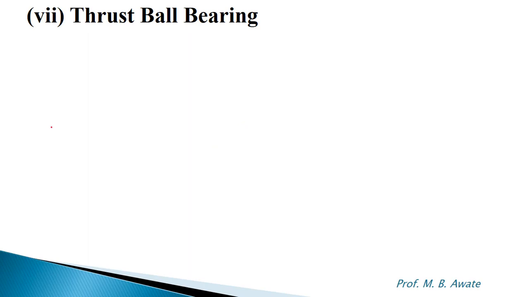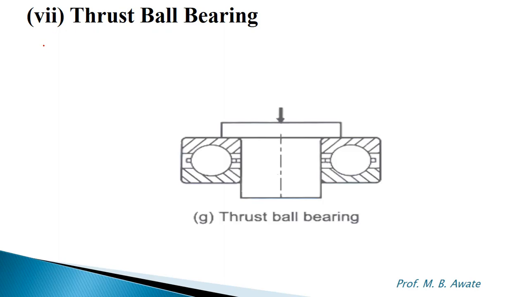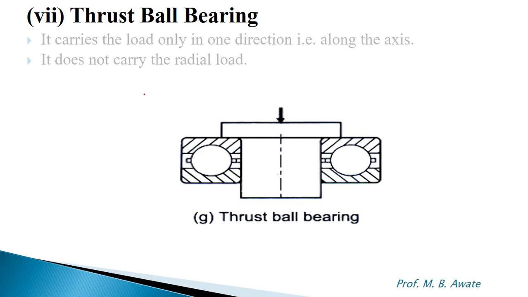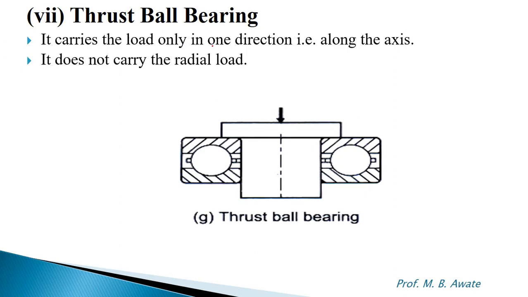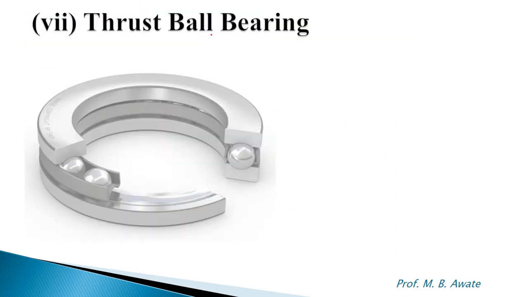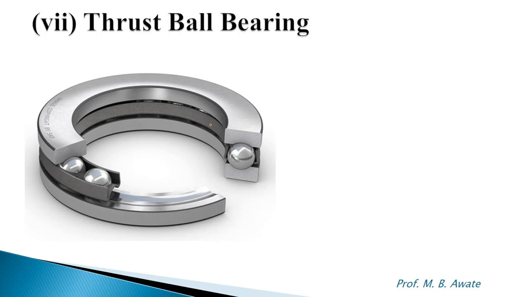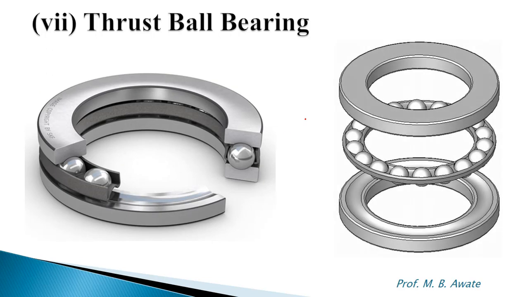Now, the seventh one is the thrust ball bearing. And we know that a thrust bearing supports the load only in the axial direction. You can see here, the load is acting along the axis of the shaft and the bearing. So I can write, it carries the load only in one direction, that is along the axis. It does not carry the radial load. Now we will see the picture of this. See here, thrust ball bearing. This is an exploded view of a thrust ball bearing. It supports the load only along its axis.